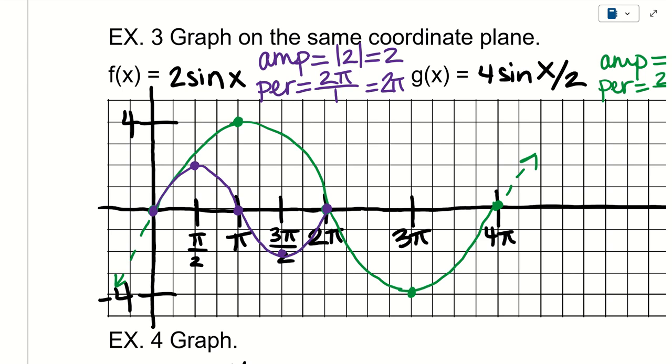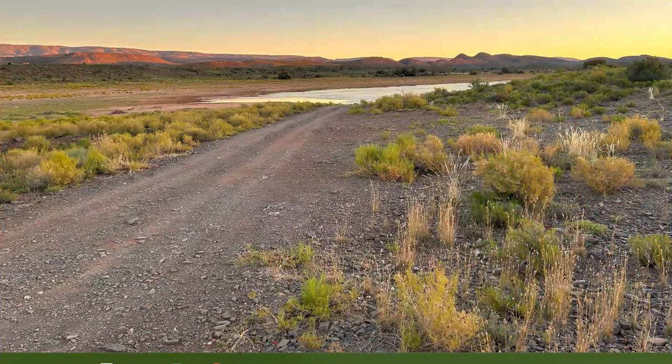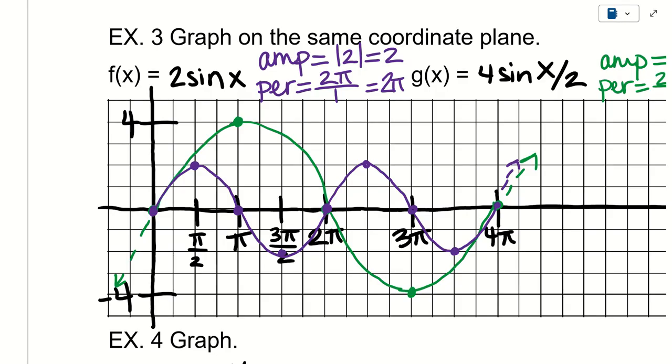Now I can continue that pattern in between the 4 pi spaces. It's going to repeat itself again. So I can just copy my points over, and I know that this f function is going to continue in this amount of space, and it's going to look something like this. Normally we're not always graphing 2 functions on the same coordinate plane, but this is just to compare the 2, that changing the period and the amplitude, this is what they look like together.